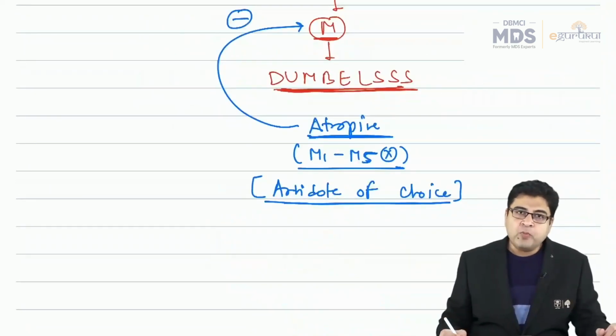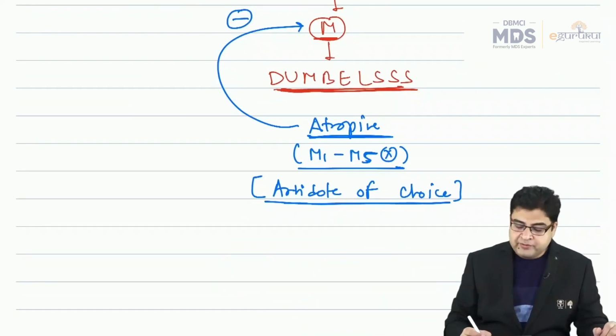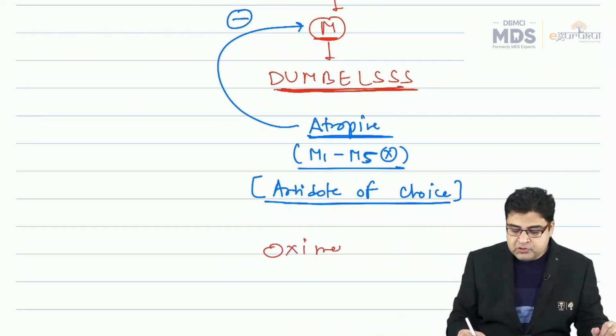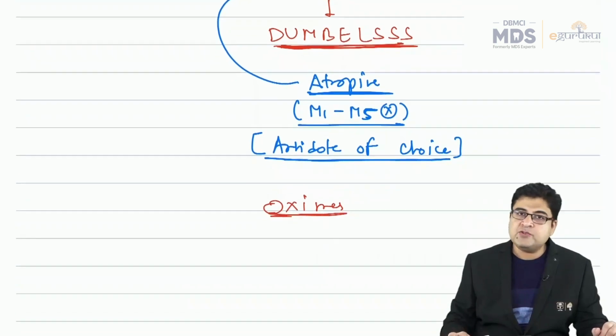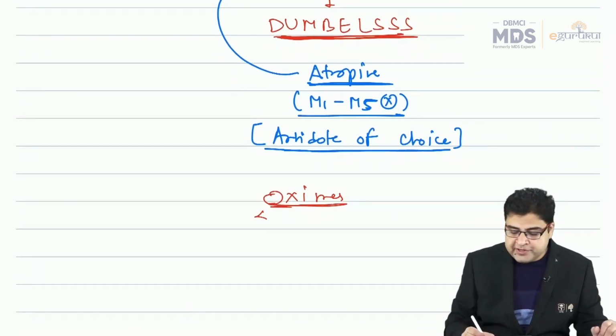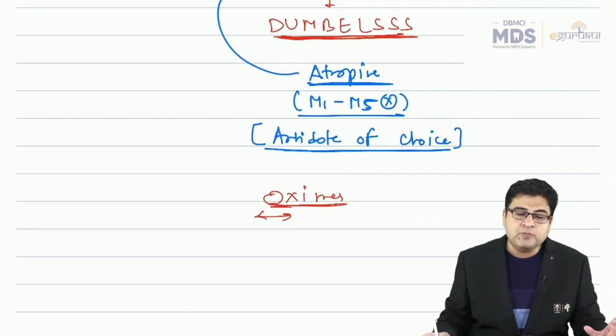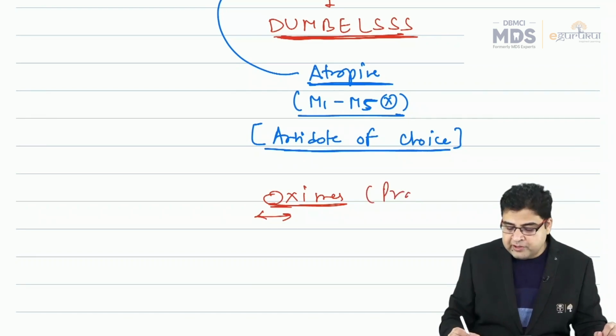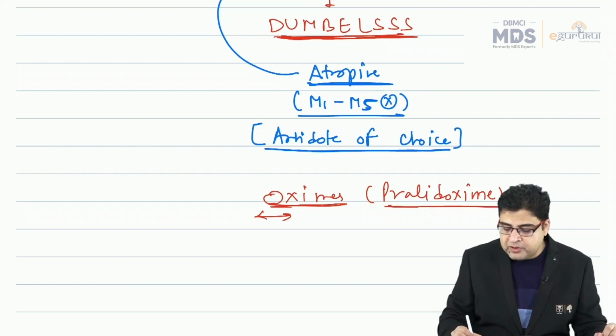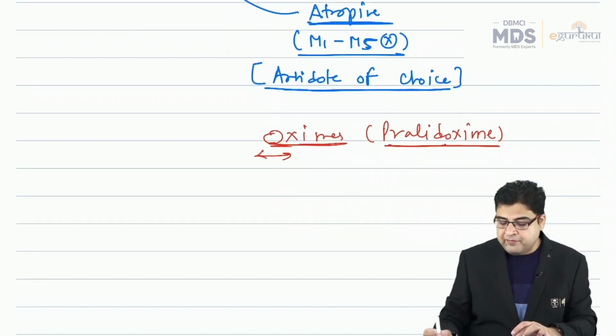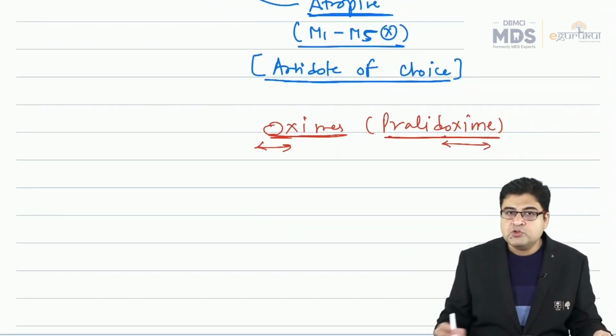Now, apart from atropine, we have one more group of drugs. We call them oximes. Please remember, oximes start with the alphabet O. The drug name is pralidoxime. So the drug which is an example of oxime is pralidoxime. This medicine has the word oxime in its name. So oximes are a group of medicine that starts with alphabet O.